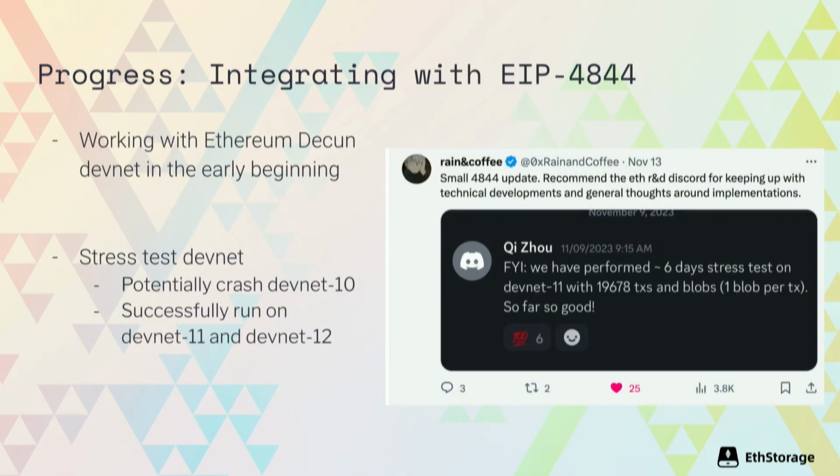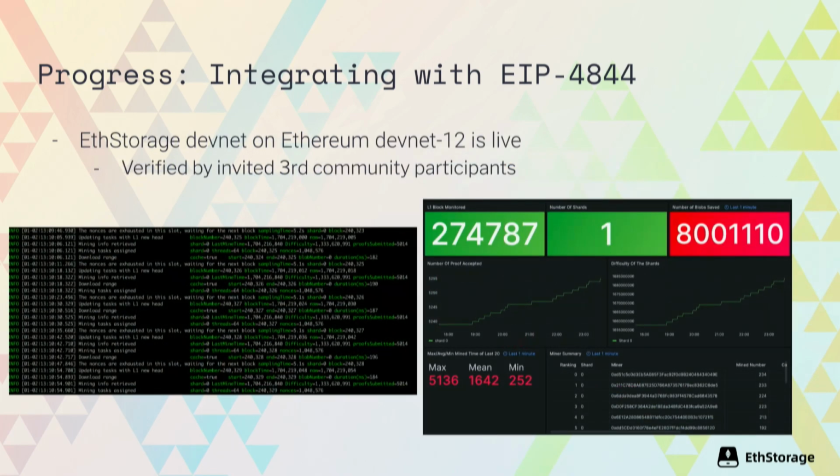And so this is the integration part with EIP-4844. We have worked closely with Ethereum Foundation core developers and potentially crashed one or two of their internal DevNets during the stress test phase. We were able to run the full network when Ethereum launched its internal DevNet, which was DevNet 12. Right now it's the public testnets, which are Sepolia and Holesky. And we also have some third-party community members who are able to come up with a node and prove their local storage by themselves.